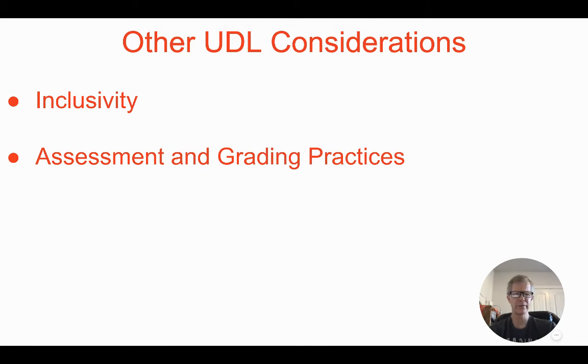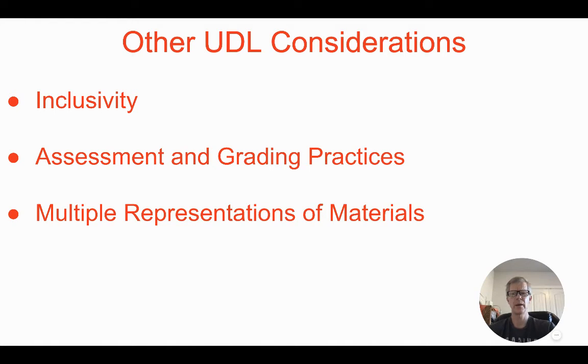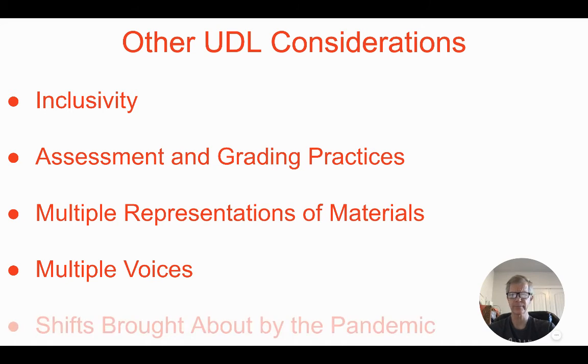A second consideration is about assessment and grading practices. For example, is it really equitable to use cumulative grading, or should other grading practices be employed? The third consideration refers to multiple representations of materials. This deals with questions about how materials are presented, and do students have access to technology such as the software they need to access materials in different formats? The fourth one is multiple voices, and this is that we need to be looking for resources that allow students to hear from diverse voices about a topic in our teaching.